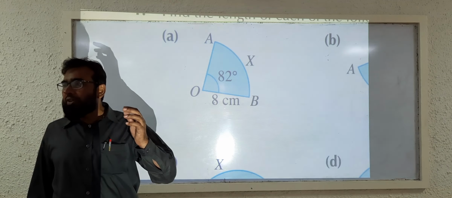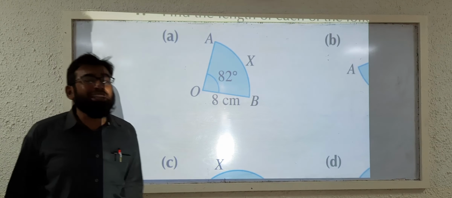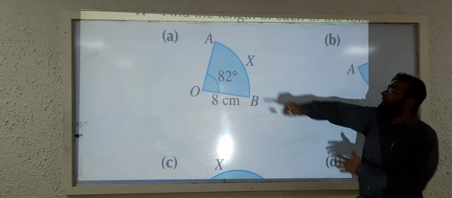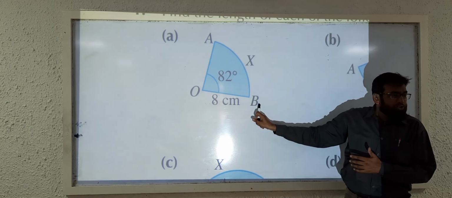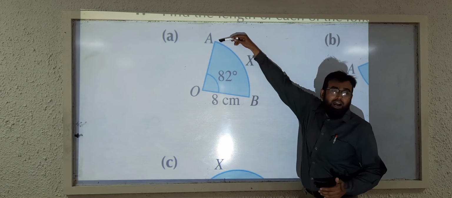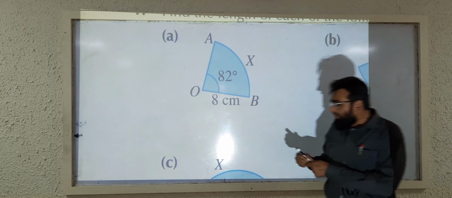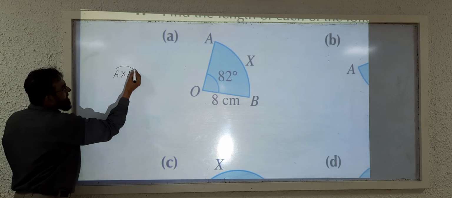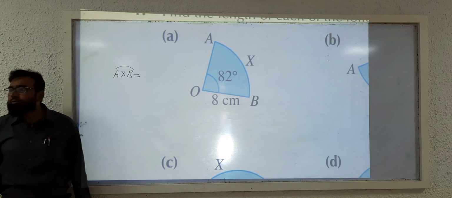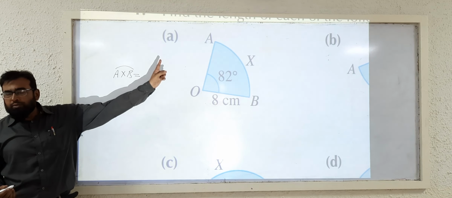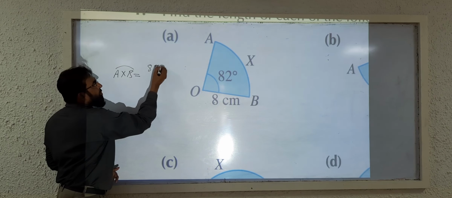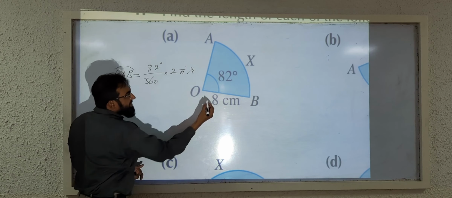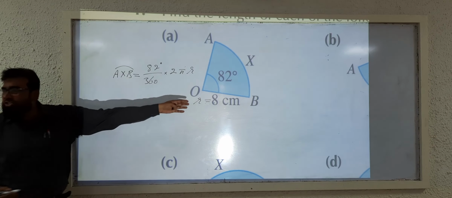Now, bache, we are going to see how we are going to apply the formula. Now we have to find out the arc AXB. Like I was telling you, if I am going to find out arc AXB, you will have to tell me the arc length AXB is equal to, what should I write? Sir, it is 82 over 360 into 2 pi r. What is the radius? 8. The radius is 8.